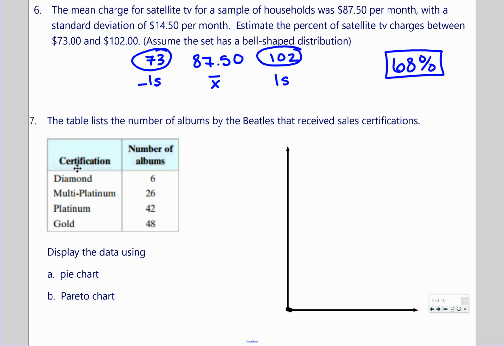Remember, you get all your formulas and everything that you need. You'll have a basic red calculator.